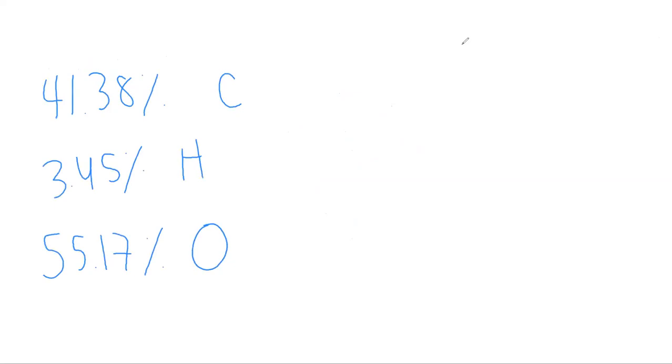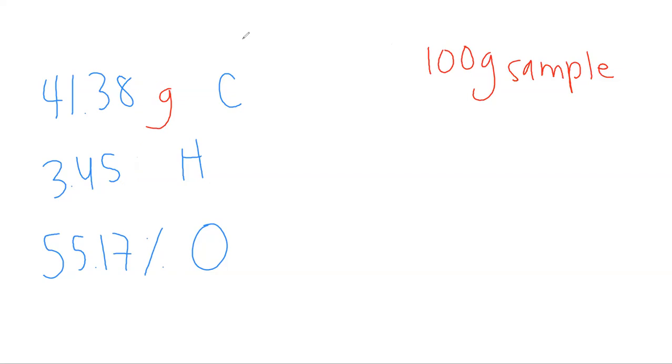So we're told that it's 41.38% carbon, 3.45% hydrogen, and 55.17% oxygen. All right. And so what we're going to do is assume that we have a 100-gram sample. So if we had a 100-gram sample, then 41.38% of 100 grams would give us 41.38 grams, and so on and so forth for the rest of our percentages.